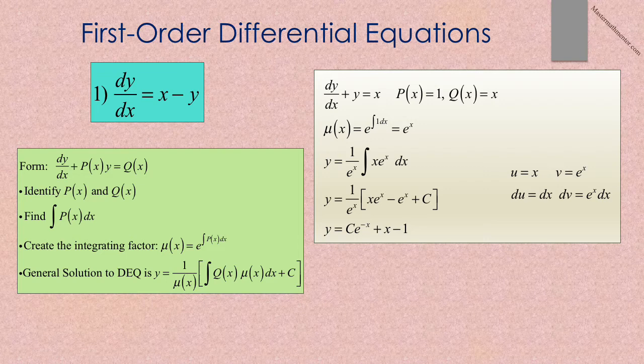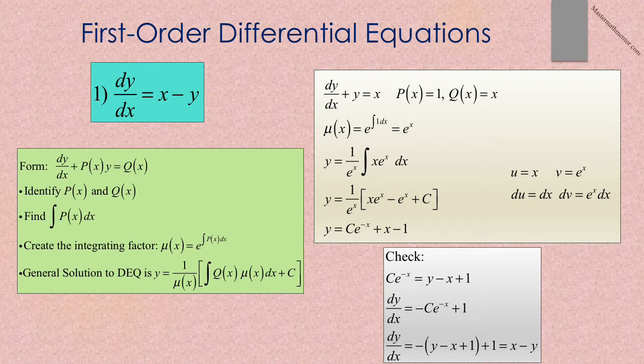And therefore, this integral is x e to the x minus the integral of e to the x, which is e to the x, plus c. Note again that the c is inside the bracket. So therefore, when we distribute the 1 over e to the x, we end up getting y is equal to c e to the negative x plus x minus 1. That is the solution to our differential equation, and it is a general solution because of the constant c.